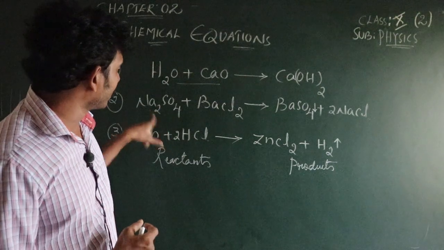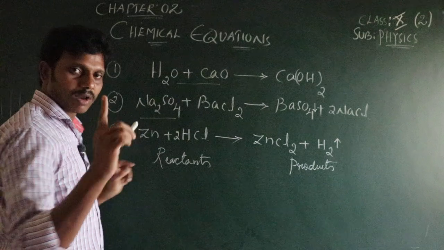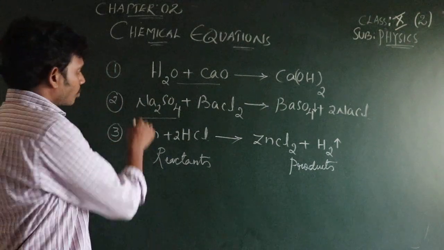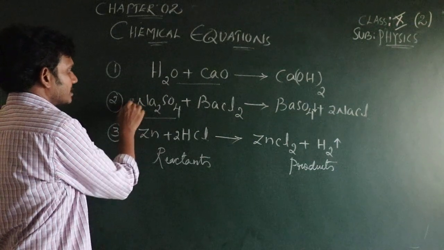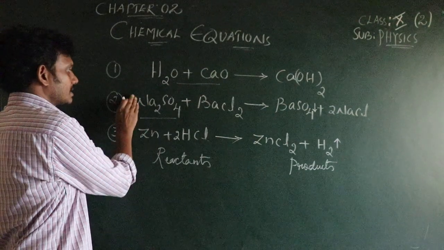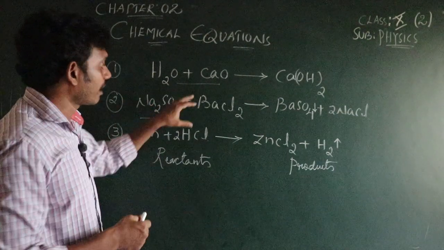Example, if you take this second one, Na2SO4, sodium sulfate. How many molecules of sodium sulfate are there? One molecule. Remember that. The coefficient which is present here, if any number is there, for example 2 or 10, it means 2 molecules of sodium sulfate or 10 molecules.